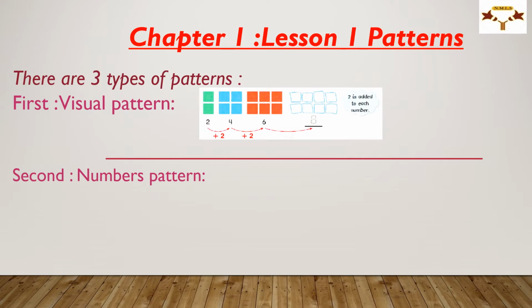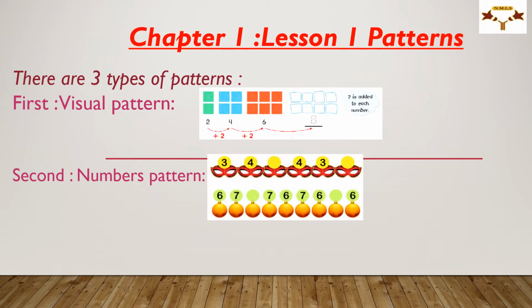The second one is called number pattern. It's by logic, we have numbers here. If I start with 3, it will be 3 4, then we repeat 3 4, so it will be 3 4 3 4 3 4. And the next here is 6 7. You can guess what will come next. Yes, it's 6 7 6 7. Each time we repeat 6 and 7.